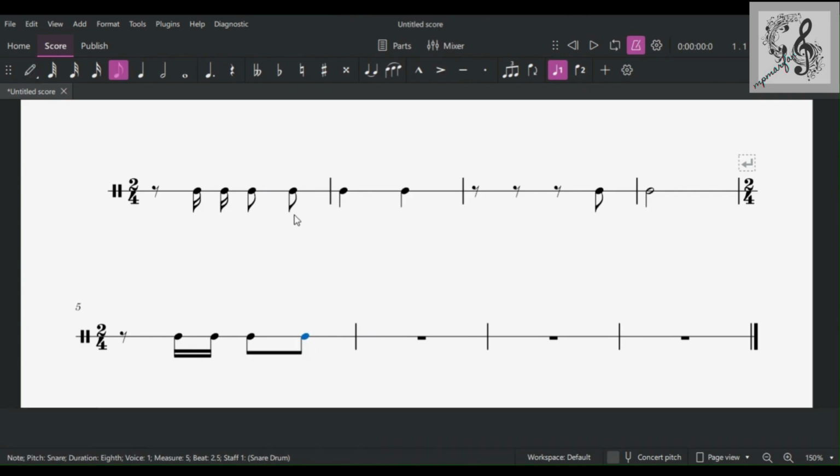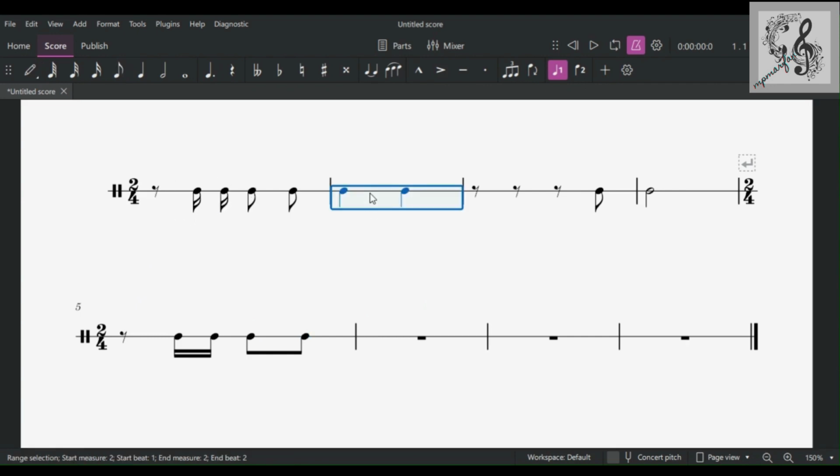So regrouped, or grouped properly, this is how this bar will look. Count 1 is here, count 2. The next bar, we have quarter notes that take up a count each, so we will just copy it over.